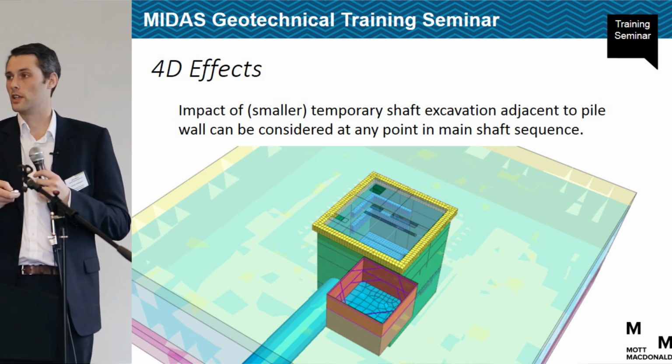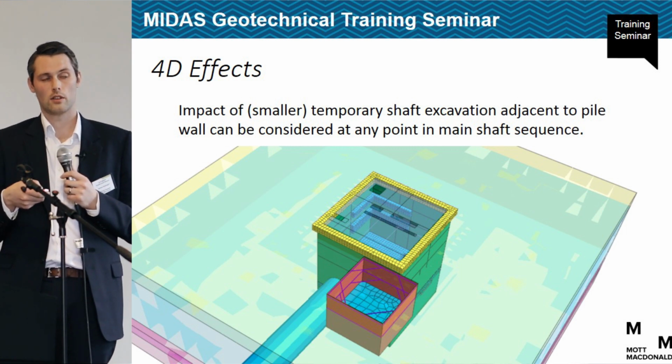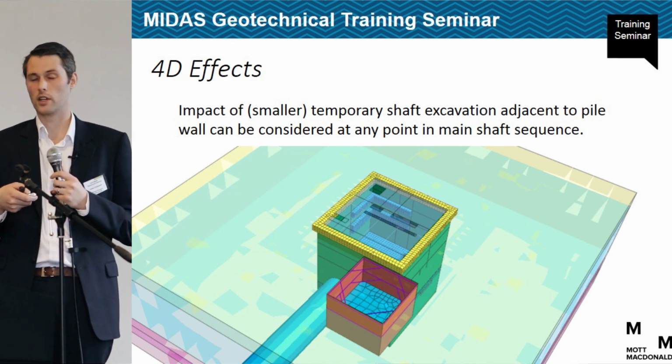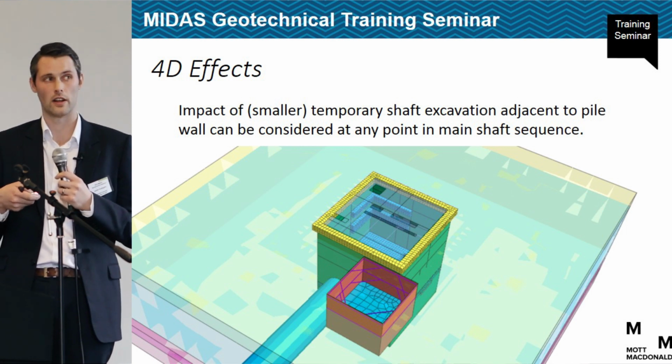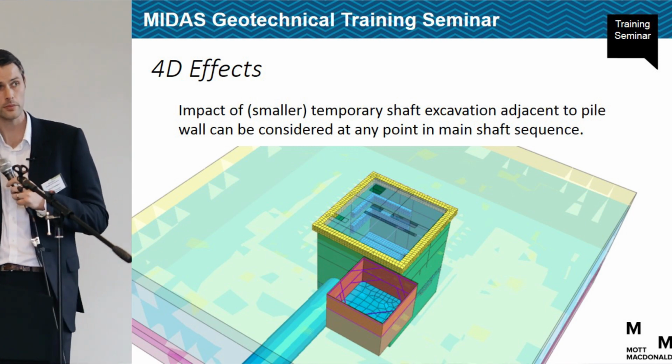And to look at this in 2D, if we modelled this as a 2D section through here, this would have a large impact on this. Because of where it's situated on the corner, the 3D effects mean that in reality it may have very, very little impact given the stiffness of the capping beam around the top of the box.